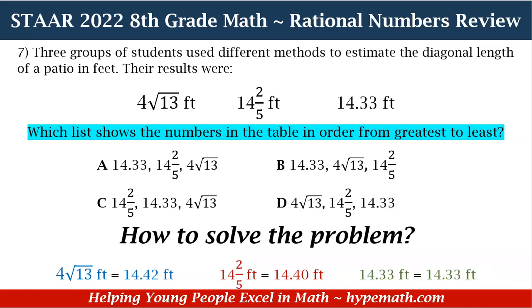Now, how do we solve this problem? So we got to go back to what we're looking for. We are looking to order the list from greatest to least. So looking at my numbers, which number would be first? Okay, then which number would be second?